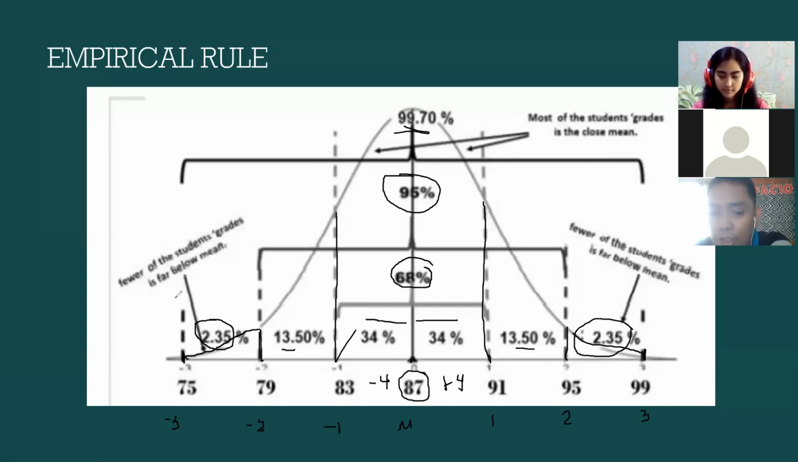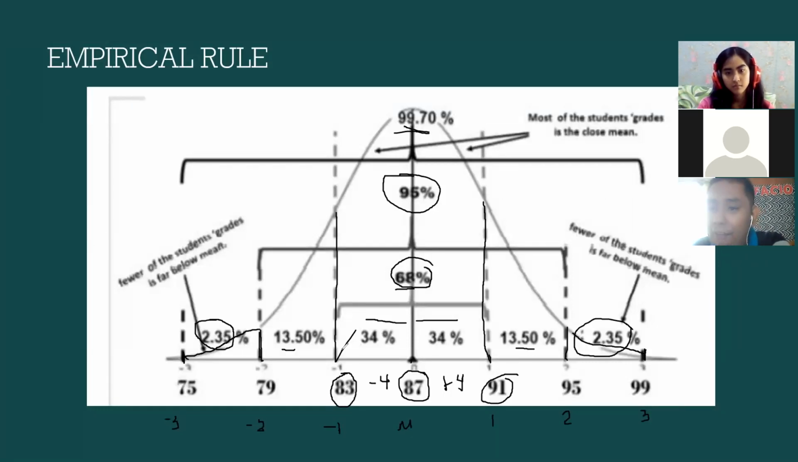Okay? Ano ibig sabihin nun? Ang grade ay 83 to 91. Kung may 100 tayong estudyante, sure shot na 68 out of 100 ay may grade na 83 hanggang 91. Asaan yung natitirang 32? Ibig sabihin, posible siyang mas mababa sa 83 or mas mataas sa 91. Okay. Ngayon, palayuin pa natin.